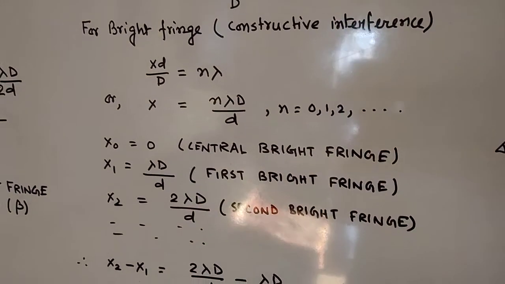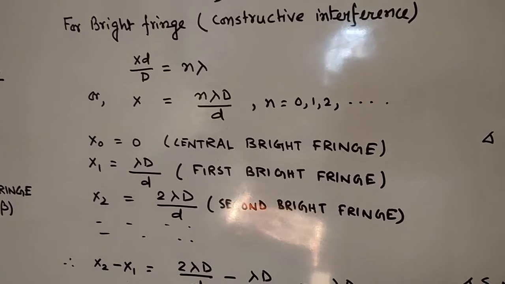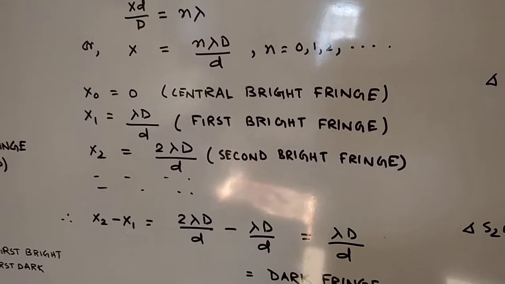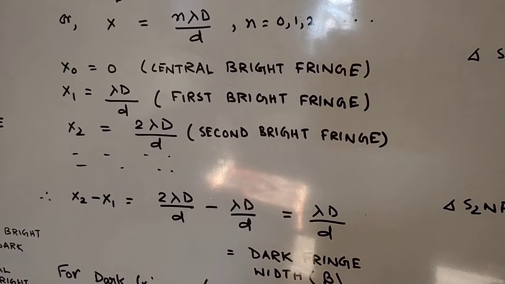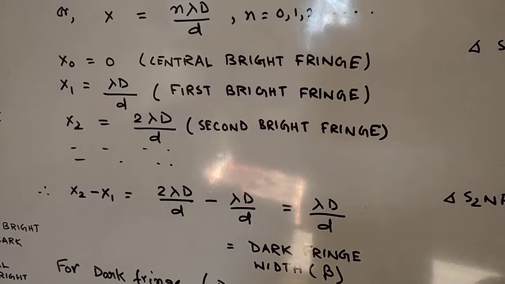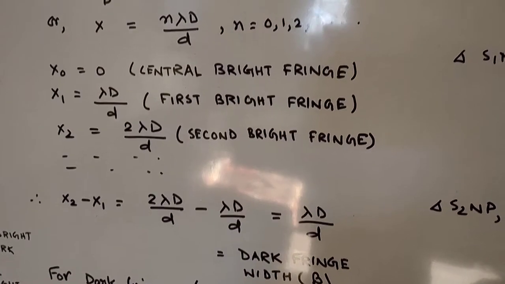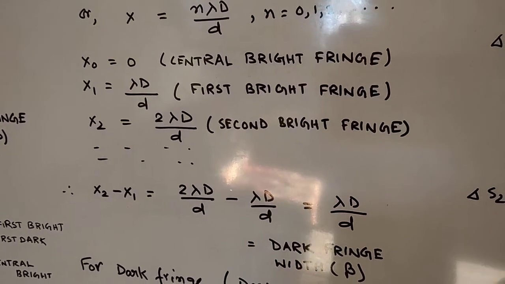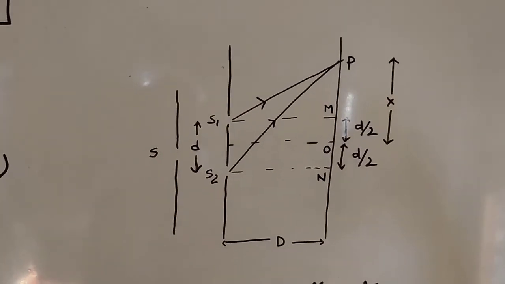Then if you substitute n equal to 1, you will get the first bright fringe, that is lambda capital D by small d. If you substitute n equal to 2, then 2 lambda capital D by small d. So in this way we will get x2 minus x1. If we take the difference, 2 lambda capital D by small d minus lambda capital D by small d, it comes out lambda capital D by small d. So see x2 minus x1, x is nothing but the distance and P is your bright fringe.